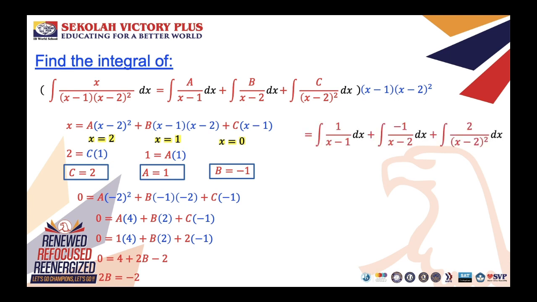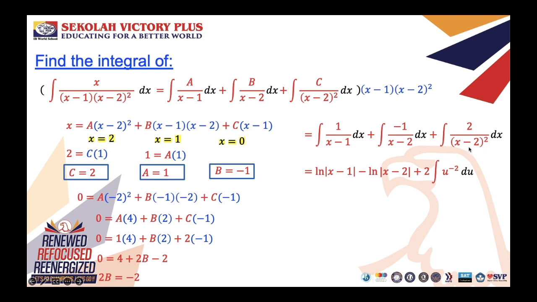We are now ready to proceed. Substitute the a, the b, and the c to our partial fractions, and then just perform the integral. So this will now be ln of x minus 1. This is negative 1 when we put it outside. That's why we have minus ln of x minus 2.